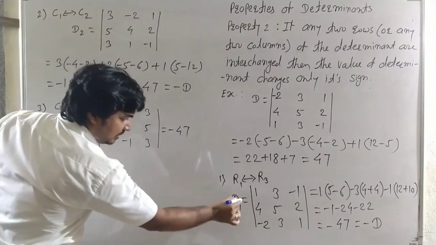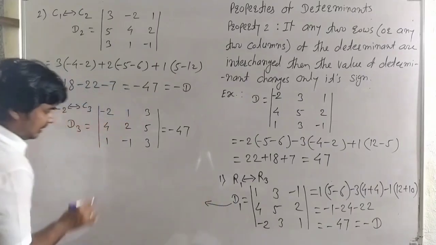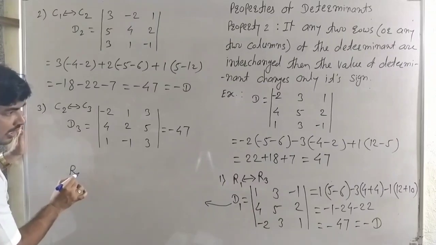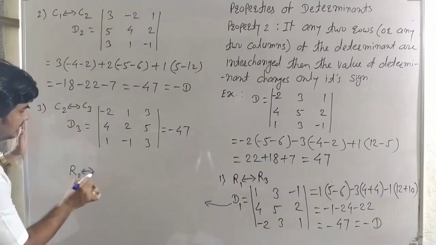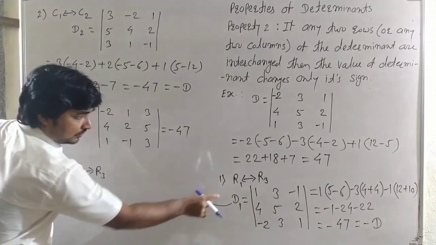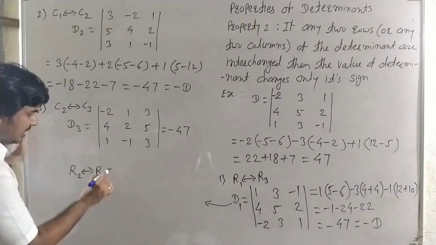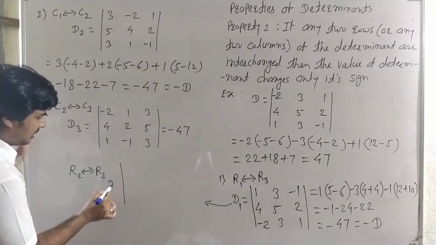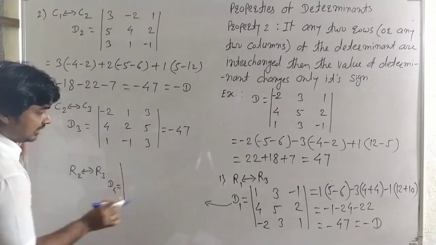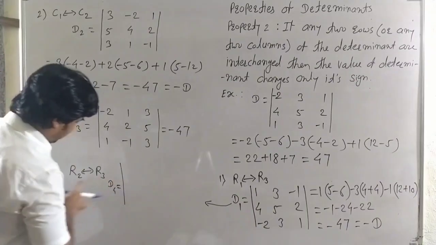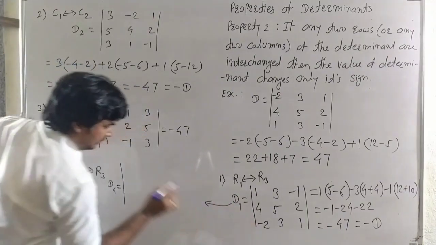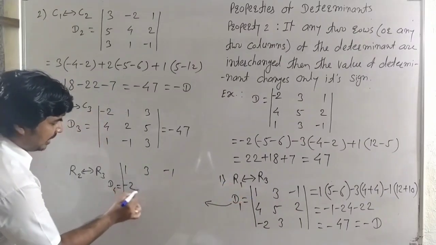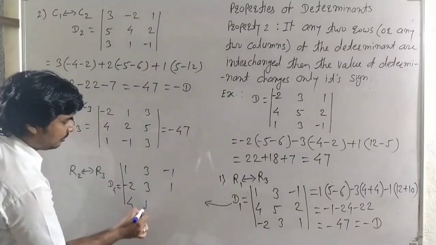See carefully here, in D1 we interchange, suppose, R2 interchange R3. Now the original determinant is this. Then we get the determinant, we can write D4. We get the determinant with R2 interchange R3, R2 and R3. Here 1, 3, minus 1 as it is. Then minus 2, 3, 1. And it is 4, 5, 2.